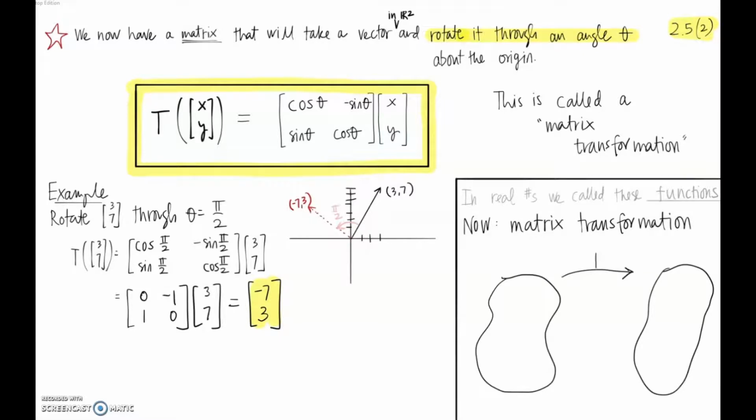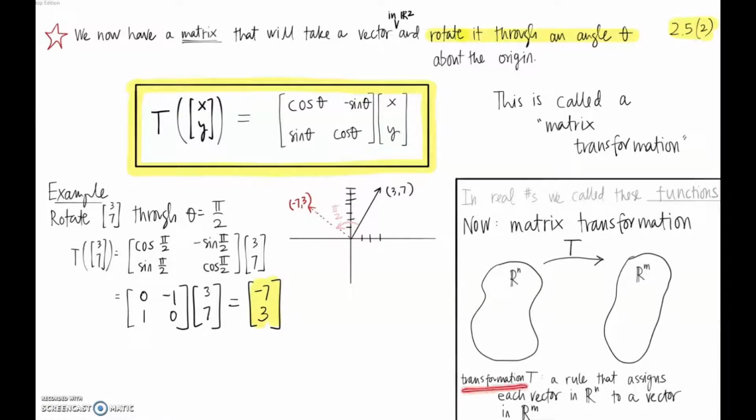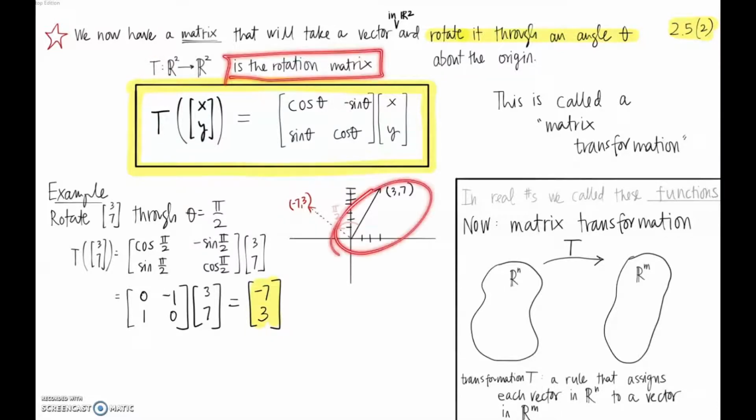So here this transformation is going to take something from one vector space like Rn and transform it into another vector space Rm. It could be the same vector space, but it doesn't have to be. So the transformation T is a rule that assigns each vector in Rn to a vector in Rm. So this particular transformation is a transformation from R2 back into R2, and it's called the rotation matrix. This vector was living in R2, and it got transformed into another vector that was also in R2.